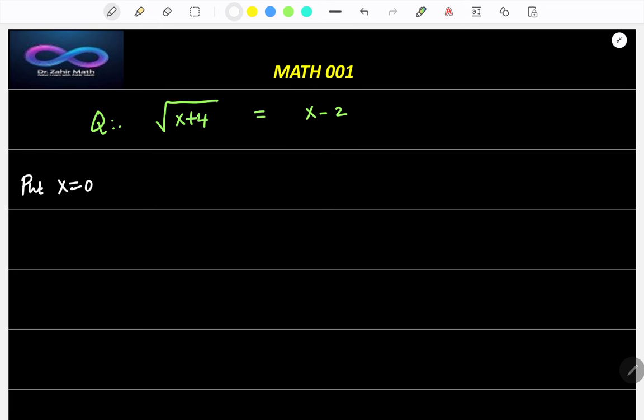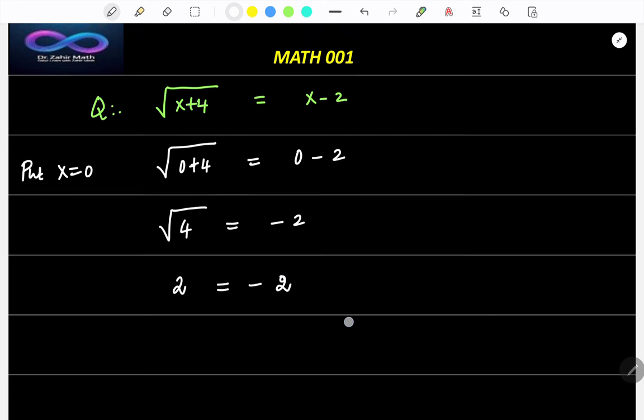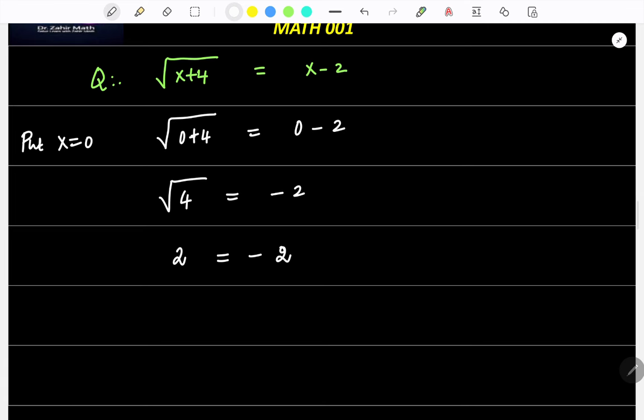You must get the left side and right side the same answer, right? So when I put 0, I'll get square root of 0 plus 4 equals 0 minus 2. So 0 plus 4 is what? Square root of 4, which is equal to minus 2. So square root of 4 is what? 2 equals minus 2. Is it the same? No. So it is not possible, right?